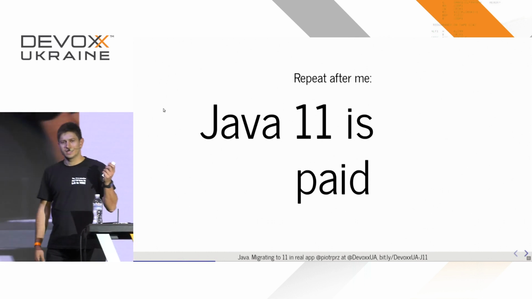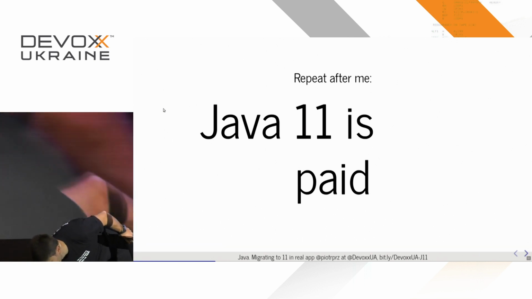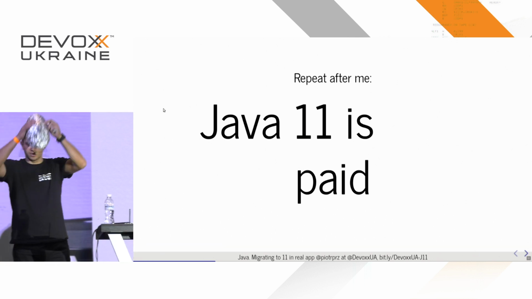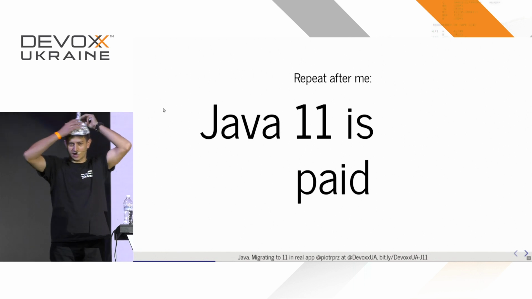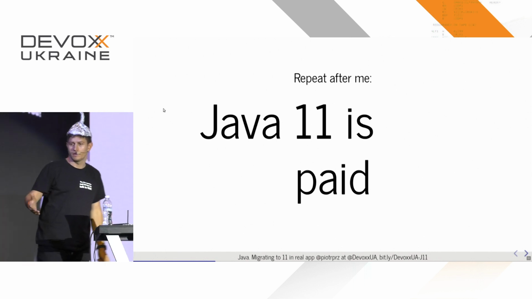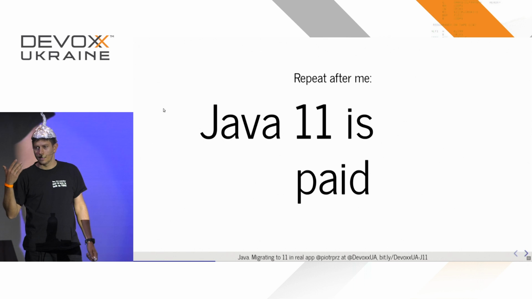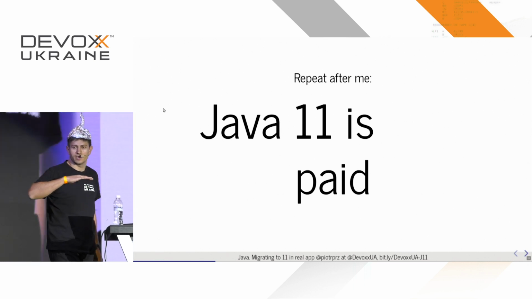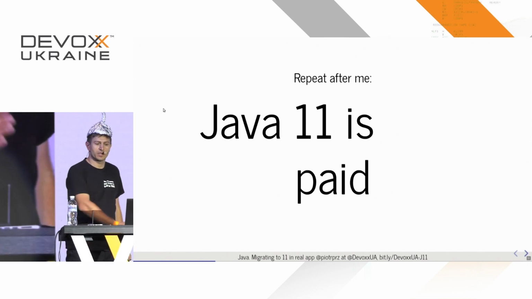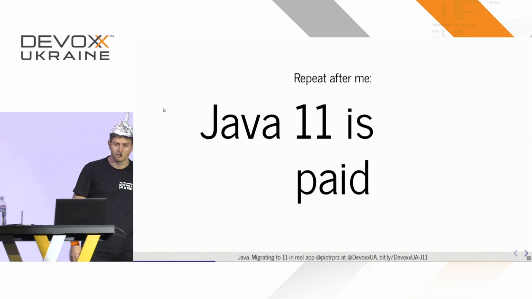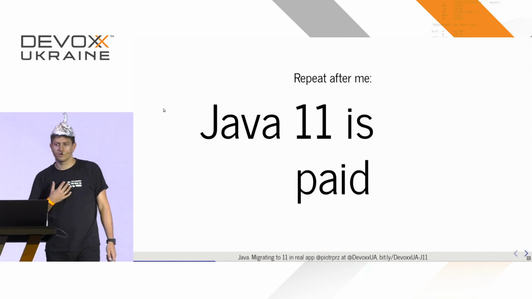And every time I see something like this, I think that the person who wrote that was wearing a nice tinfoil hat. Just like this. I mean, there are people who are wearing tinfoil hats, right? There are people who believe that the earth is flat. And also the same people keep saying that Java 11 is paid. I mean, this is the same level of rubbish from my point of view.